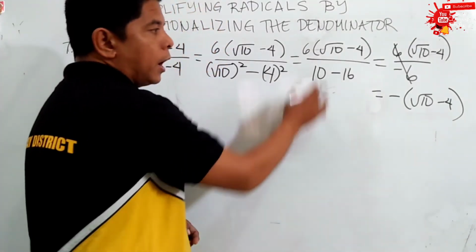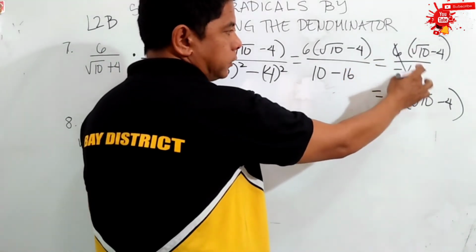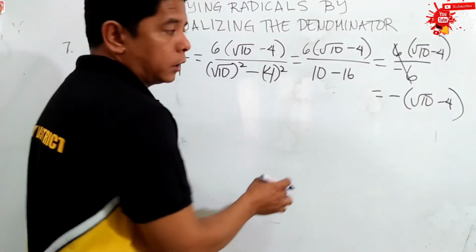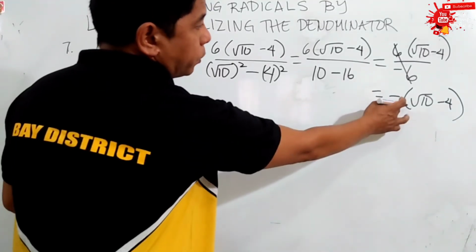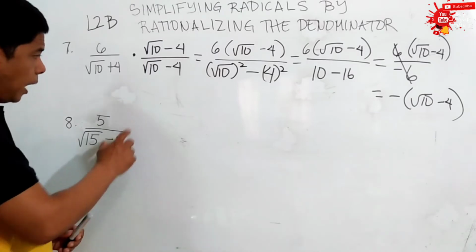Okay? So, na-factor natin yan. Yung pwede natin i-cancel ay 6 divided by 6. So, that is equal sa 1. Hindi na po natin nilalagay na 1. Number 8.